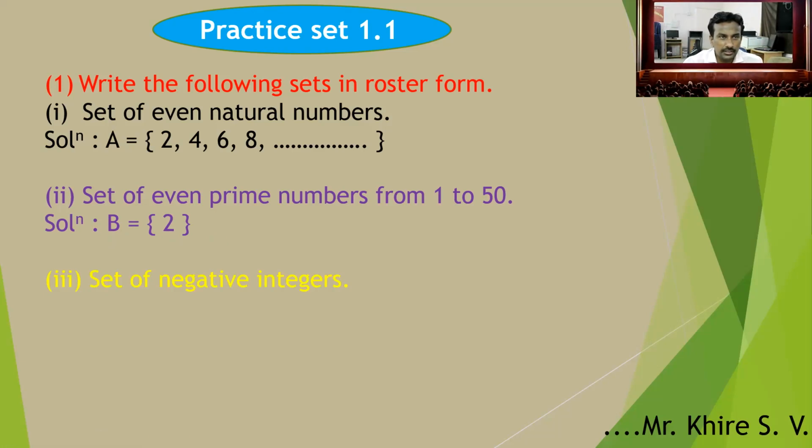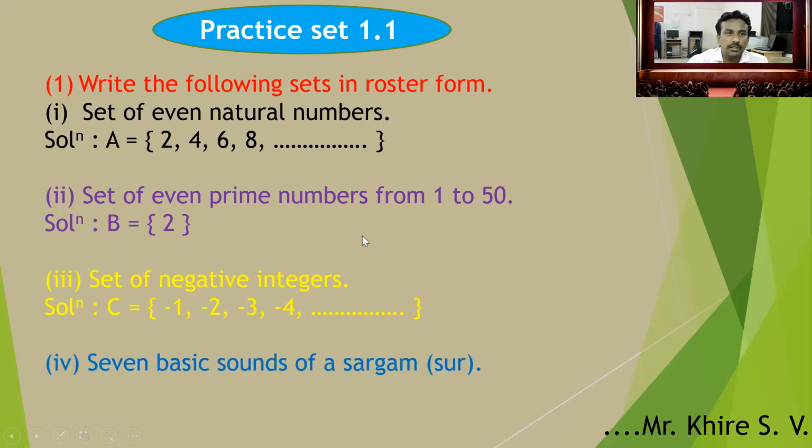Set of negative integers. C is the set of negative integers, that is -1, -2, -3, -4 and so on. All negative integers. The 7 basic sounds of a sargam or sur. You know sargam is sa re ga ma pa dha ni sa. D is the set of sa, re, ga, ma, pa, dha, ni. These are the 7 surs of sargam.